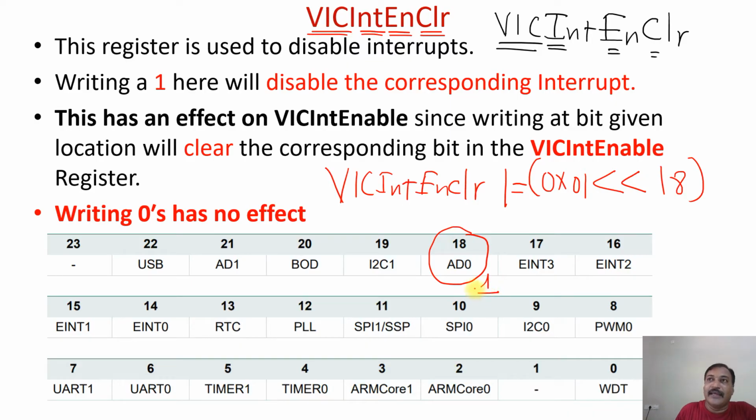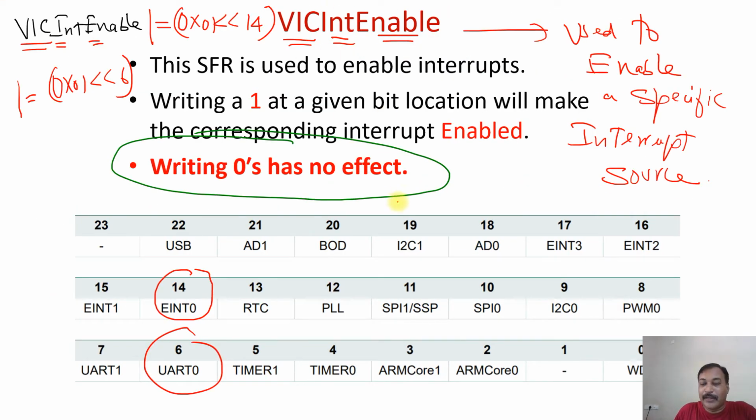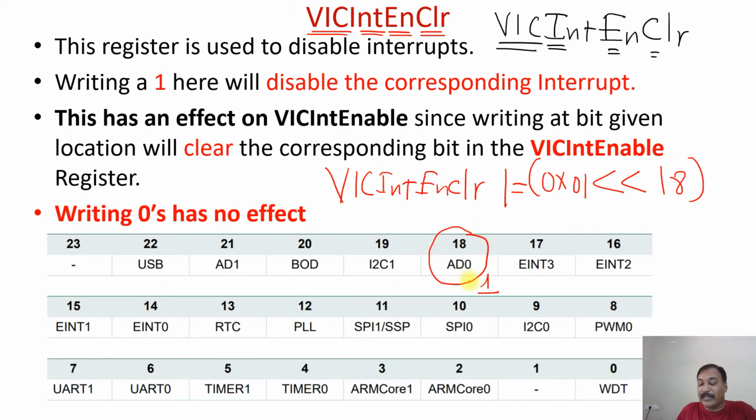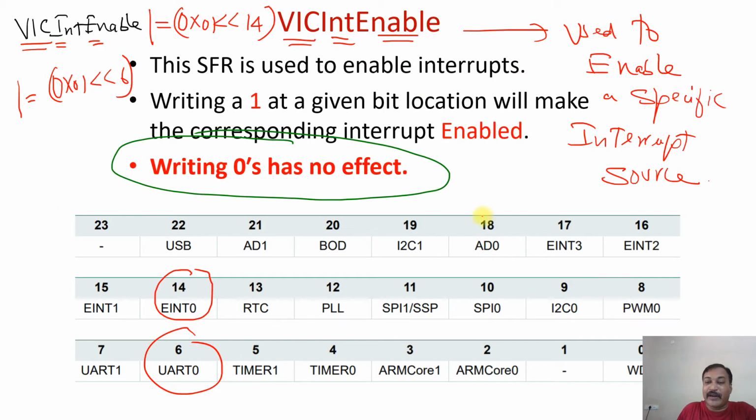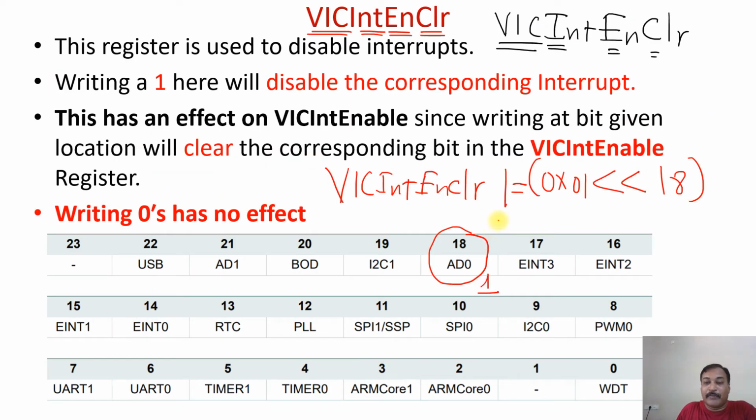This will clear the interrupt enable bit to 0. So writing a 1 here in the enable clear has an impact on the enable SFR. In the enable SFR, in case you have enabled this ADC interrupt, because we are dealing with the ADC interrupt here, in case you have made it 1, it will now become 0 by virtue of writing a 1 here. So if you write a 1 here, the interrupt will automatically get cleared.